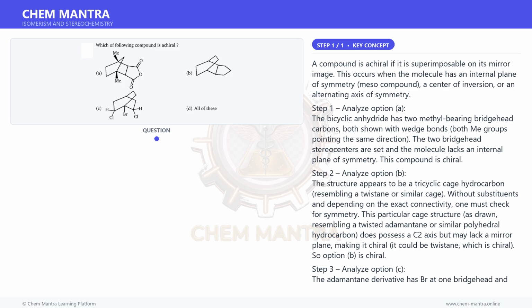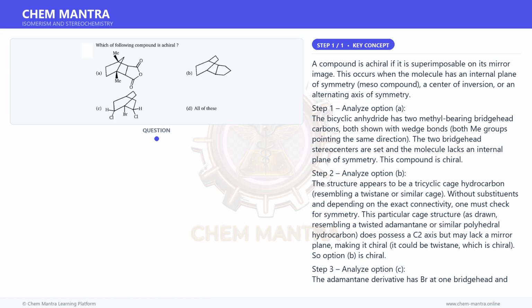A compound is achiral if it is superimposable on its mirror image. This occurs when the molecule has an internal plane of symmetry (meso compound), a center of inversion, or an alternating axis of symmetry.